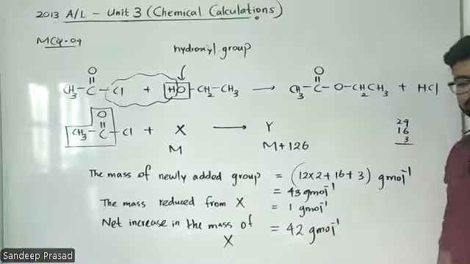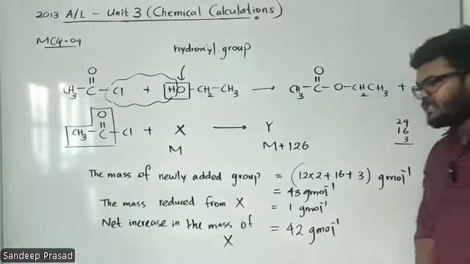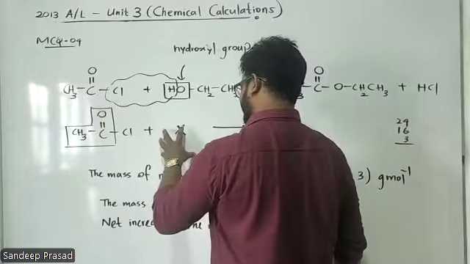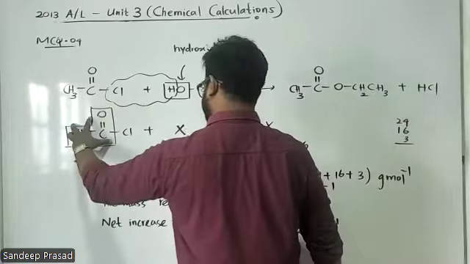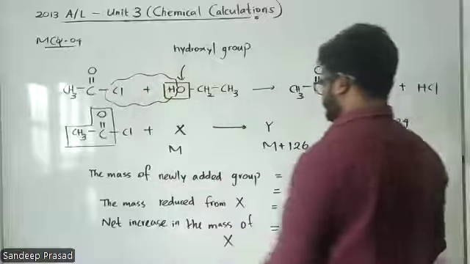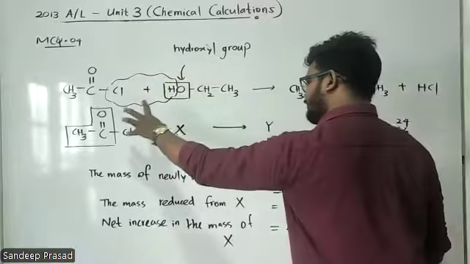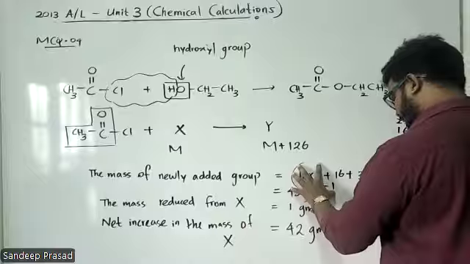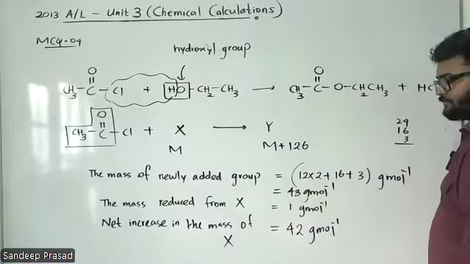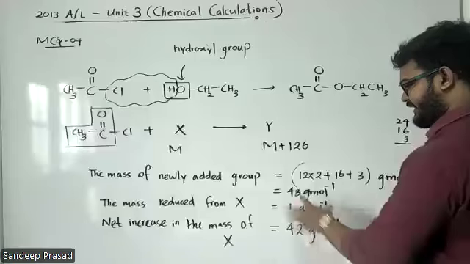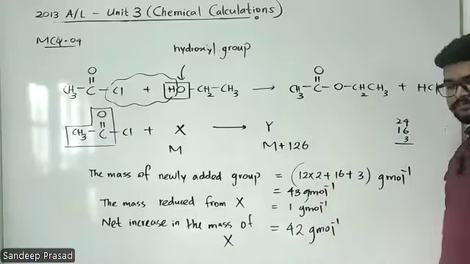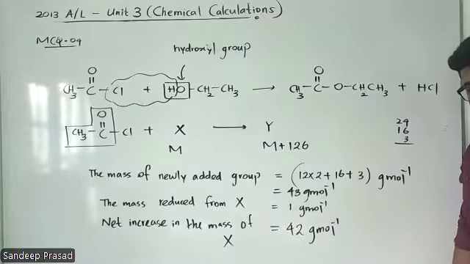So therefore, net increase in the mass of capital X is 42 grams per mole. Can you understand? That means when you consider 1 acetyl chloride with 1 mole of this capital X, this CH3C double bond group is added to that compound and hydrogen is removed. So CH3C double bond group is 43 grams per 1 mole and hydrogen 1 gram per 1 mole. So therefore, what is the net increase in the mass of capital X per 1 mole? 42. Can you understand what I'm saying?